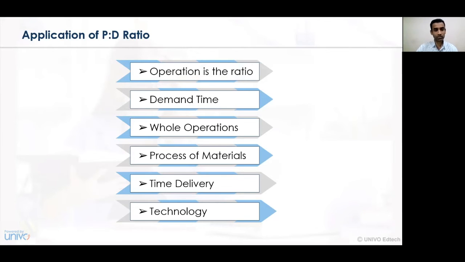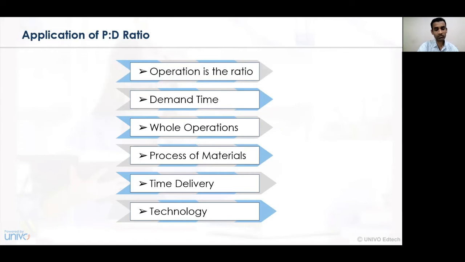That is, right from the procurement of material, that is the raw material, to the completion of the finished goods cycle. At all the stages or at all the levels, the PD ratio can be applied, and accordingly for the whole of the entire operational activities, PD ratio can be implemented.